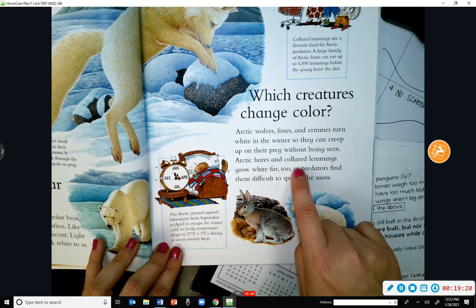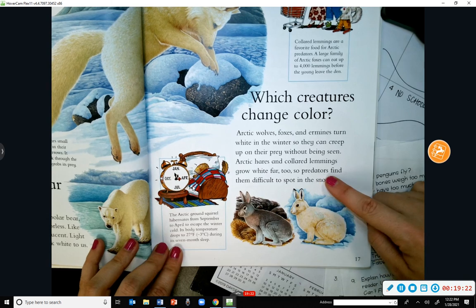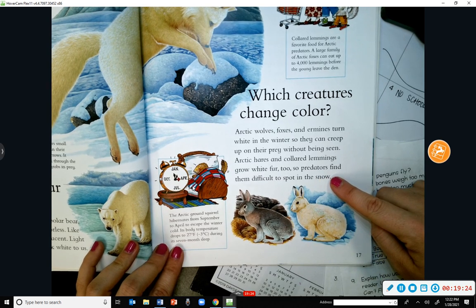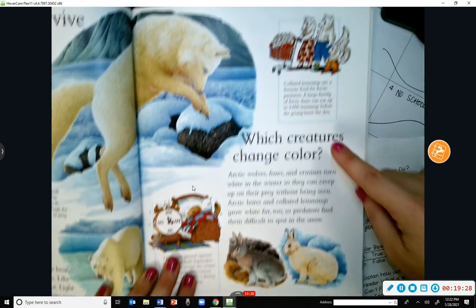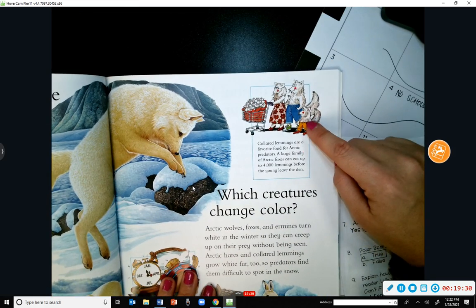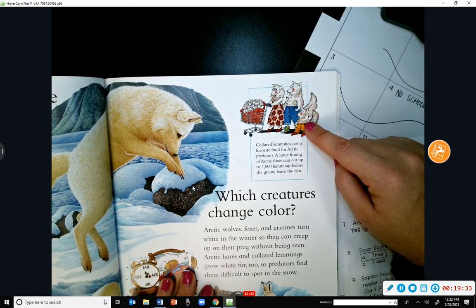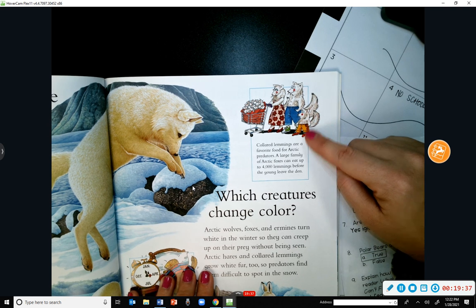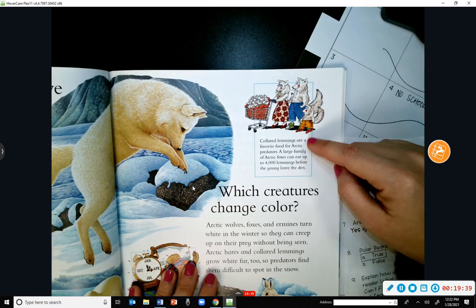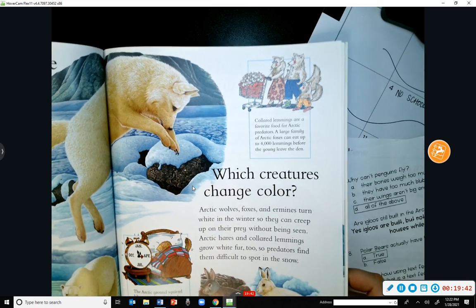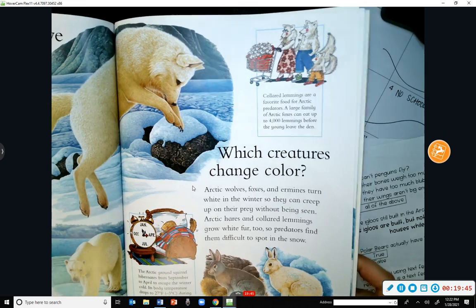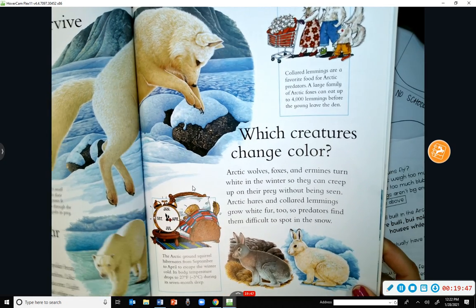Arctic hares and collared lemmings grow white fur too, so predators find them difficult to spot in the snow. Here's collared lemmings up here. They look kind of like a little fox. Okay? So, camouflage. They want to blend into the white, snowy environment so predators can't find them as easily. Okay?